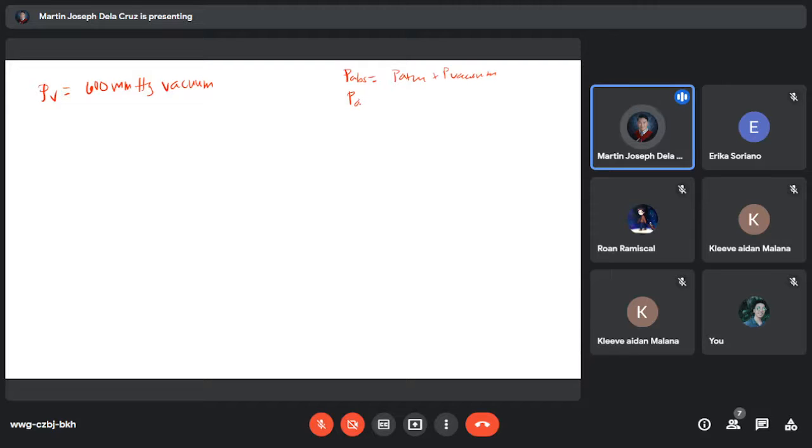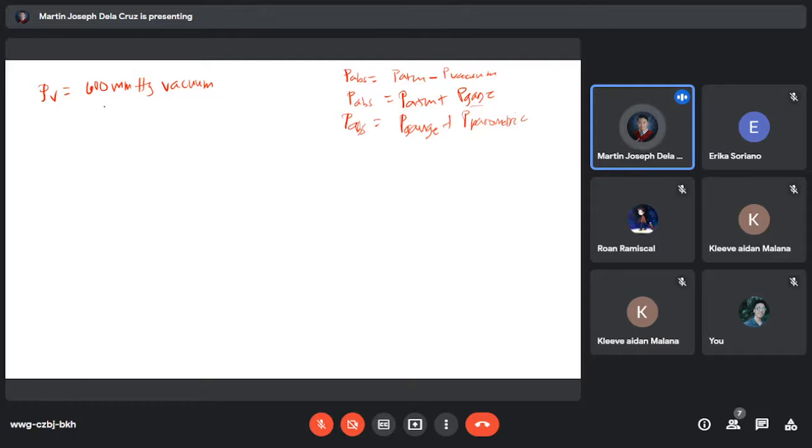And then, P abs also, pag vacuum ang given, ay minus pala to class. PATM minus P vacuum class. Tapos pag P gauge naman yung given, PATM plus P gauge. Tapos pag barometric, we have plus P barometric. Pero usually class, vacuum and gauge lang yung ginigiven.